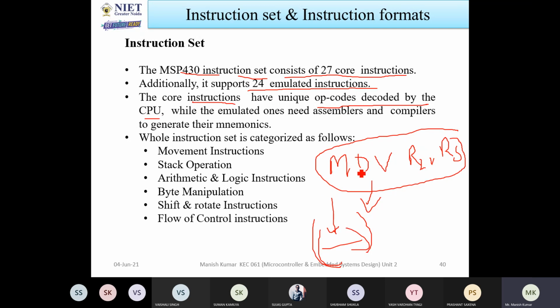But when we talk about emulated instructions, assemblers and compilers generate their mnemonics. There are no such opcodes available. Then how will it work? The assembler and compiler will do that job.